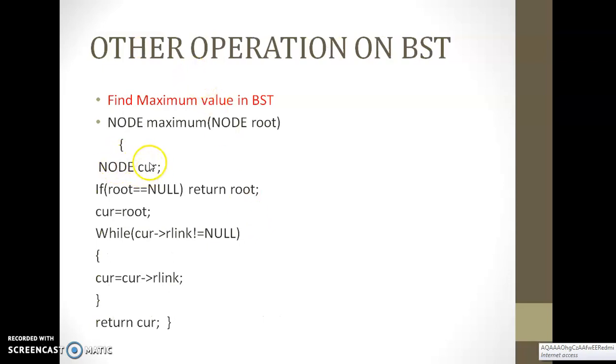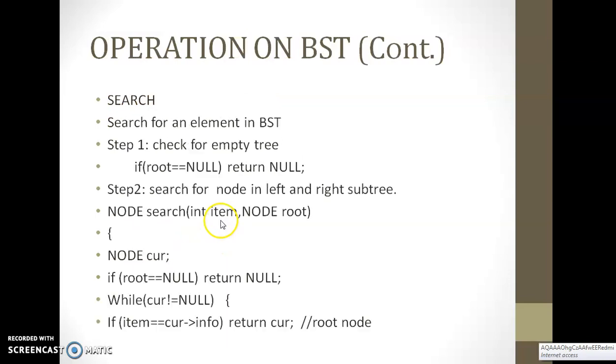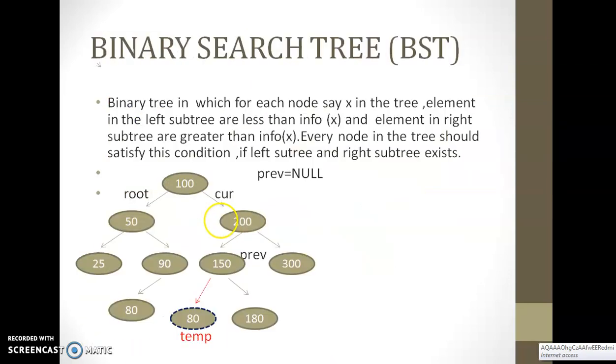Initially I'm taking a current variable which holds the root, because from the root only we are going to start traversing. Okay, then if root equal to null, we have to return the root only. While current pointer right link not equal to null. For example, this one is current which holds the root. Is current pointer right link equal to null? No, then get inside. Then again, is current pointer right link equal to null? No. Then is current pointer right link equal to null? Yes. That time I have to stop. Then where is the current value now? Current value is at this position.